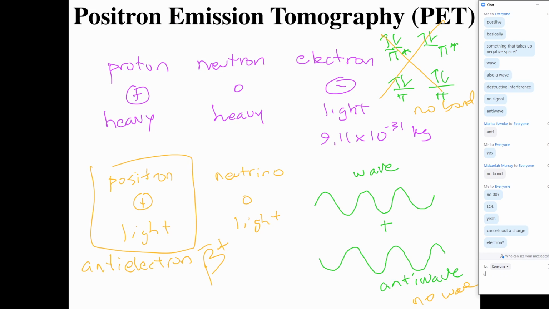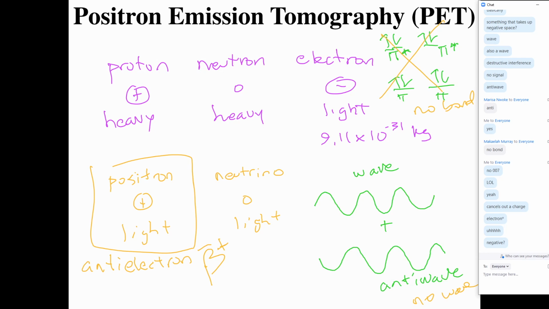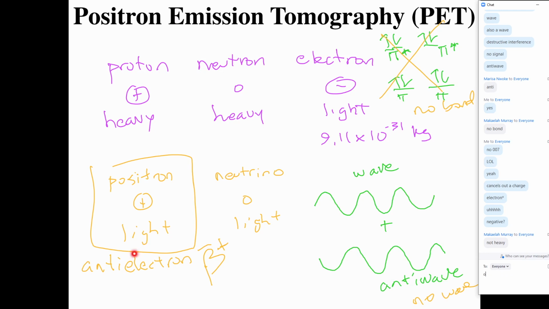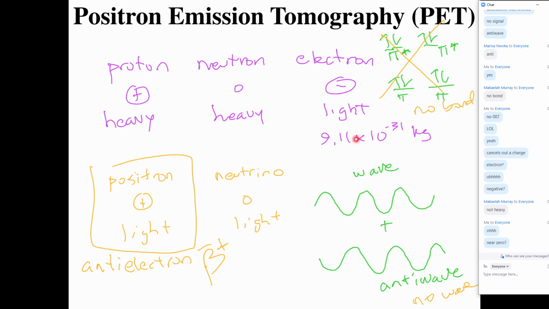Which is part of the reason why I only gave one mass up here. Masses can't be negative, so it's not heavy. Specifically, it is exactly that weight. Positron, exactly. Somebody private chatted me. It's the exact same weight as an electron.